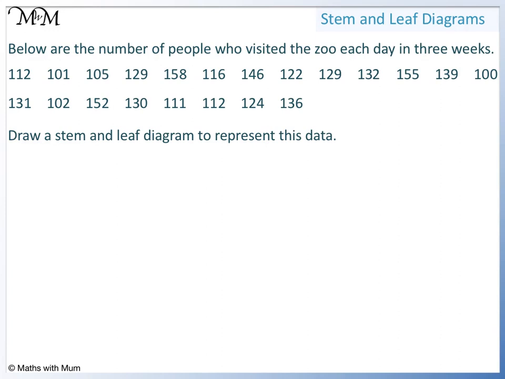A stem and leaf diagram looks like this. We have the stem on the left-hand side and the leaf on the right-hand side. These 2 digits of each number will form the stem. They range from 10 to 15. So we write the stems as follows.